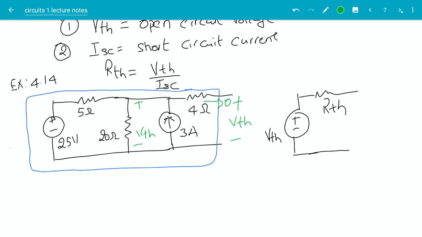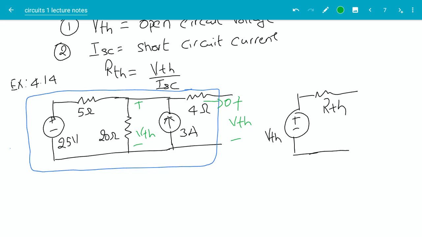Then all I need to do is calculate the voltage across the 20 ohm resistor in order to calculate VTH. Now I can use all the circuit analysis techniques to do this. If you're in the lab, you won't do any calculations, you just take a voltmeter and measure VTH directly. But now our goal is to do this by hand without the voltmeter. We do have the advantage of looking inside the circuit, so we can do all sorts of calculations.